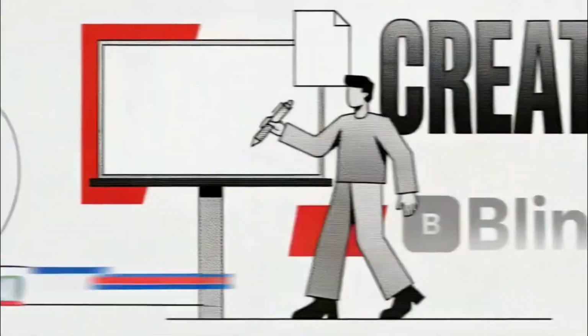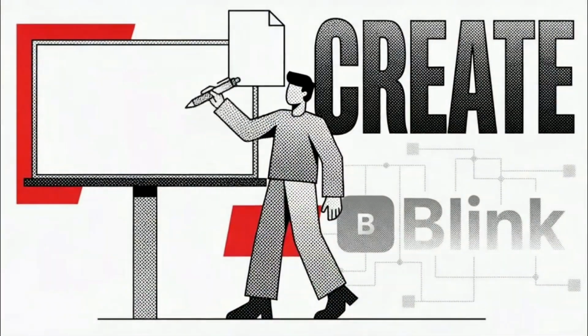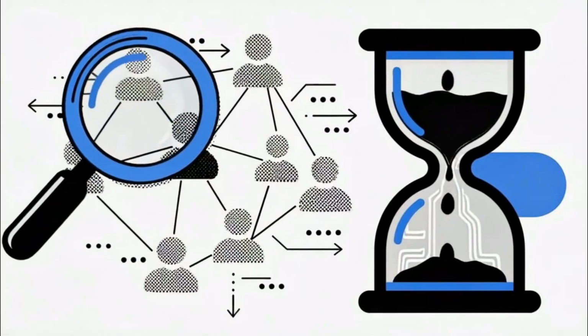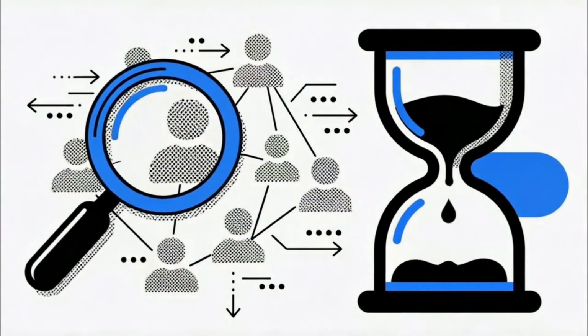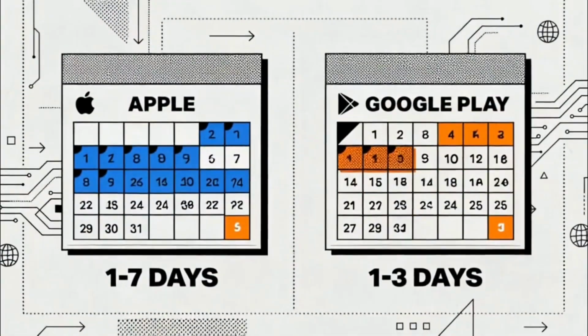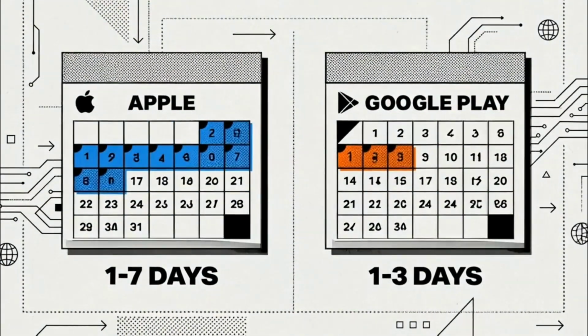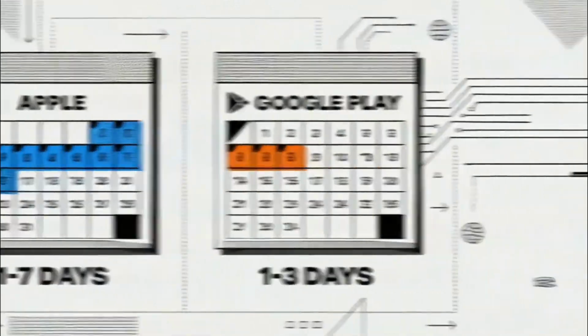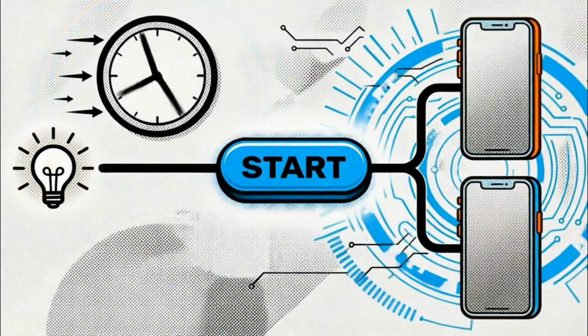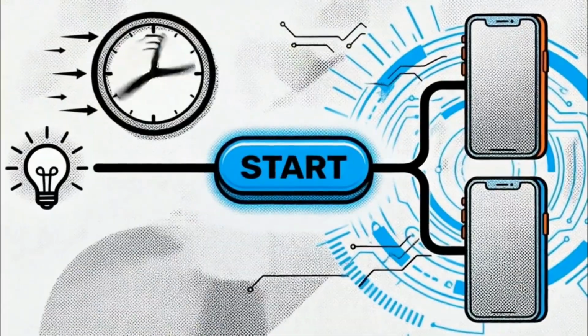I want to be straight with you. Blink will not write your store descriptions or run your ads. You still need to understand your user and market the app. And the review process takes time. Apple reviews in 1 to 7 days. Google Play in 1 to 3 days. But the build itself happens in hours. The only thing standing between your idea and 2 App Store listings is your decision to start.